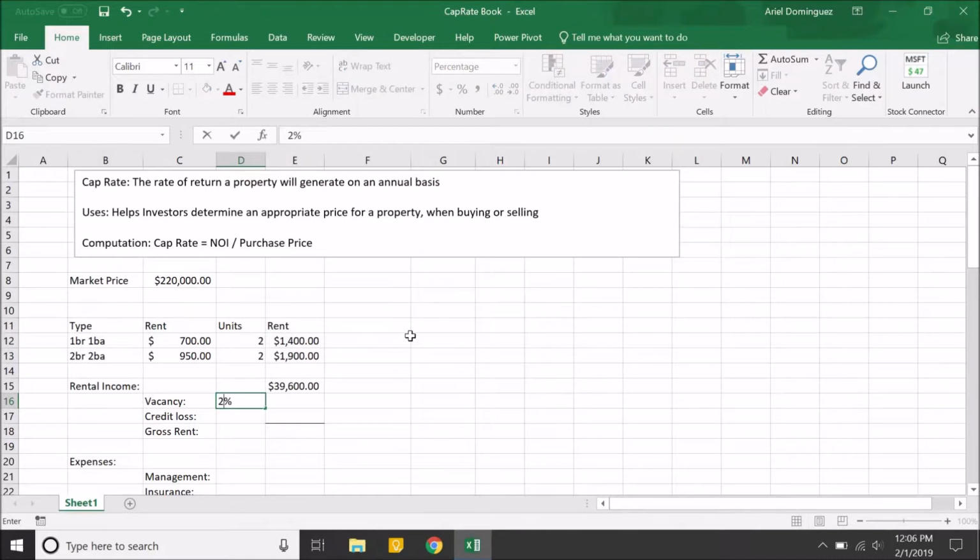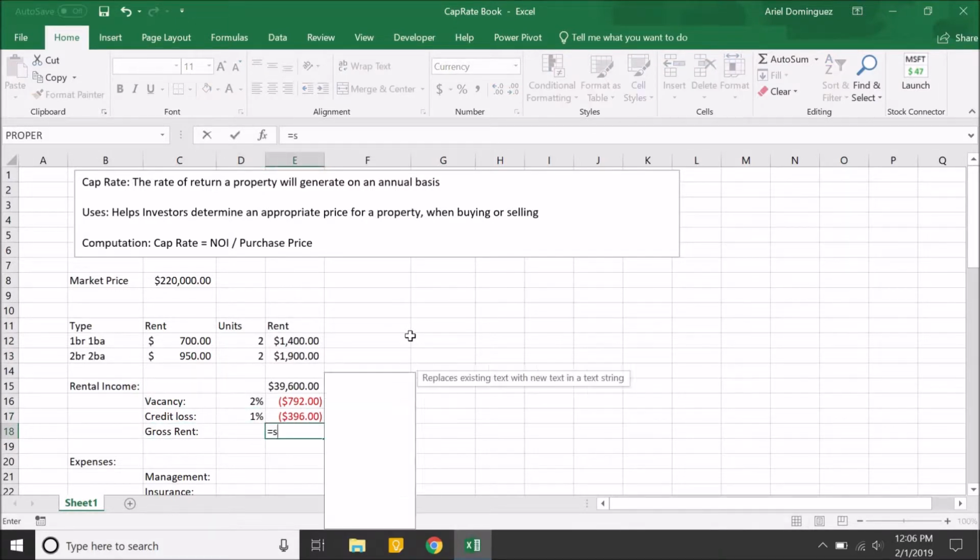For the vacancy rate, we'll just put 2% of the rental income, and to calculate that we'll do the rental income times the 2%. That'll give us $972. And the credit loss is similar to vacancy, saying that the tenant is leaving your unit and didn't pay you the last rent or whatever the case may be. Let's put that at 1%. So we'll multiply that by the rental income. That will give us $396 for credit loss.